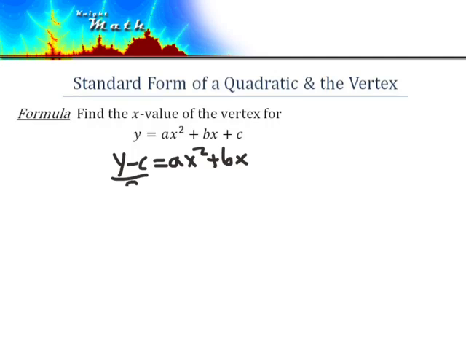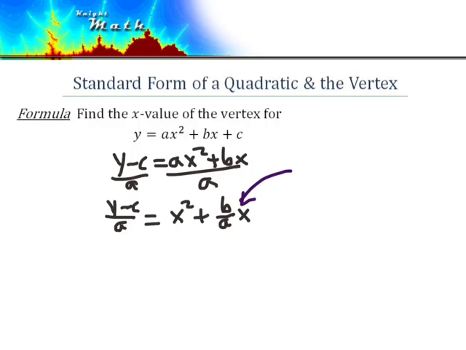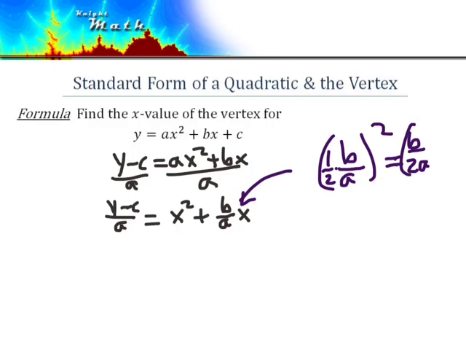And now let's divide everything by a because we want this to be x squared plus bx. And the left side's going to get ugly, but that's just the way it is. And so we get this. And then to complete the square, we need to take half of this thing and square it. So we need to take b over a, take half of that, so 1/2 times that, and square it, or b over 2a squared. So that's what we're going to add to both sides.